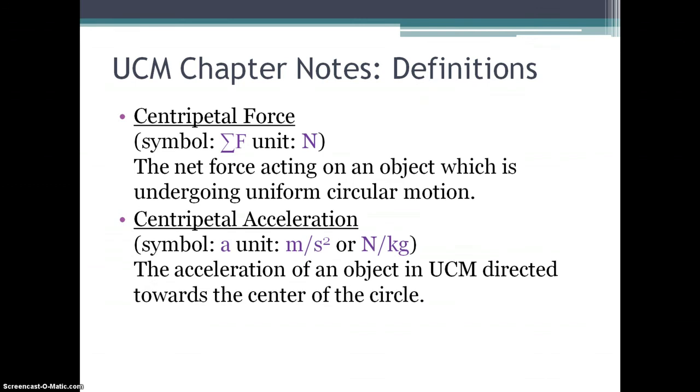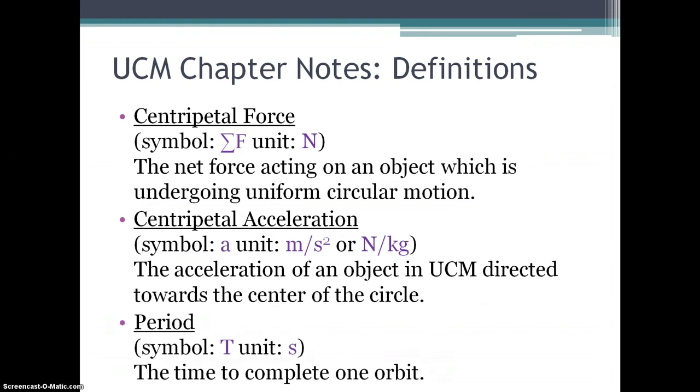We are also going to talk a lot about acceleration, and we'll talk specifically about centripetal acceleration. This would be like any other acceleration that we've talked about. The thing you need to understand that's different in UCM is that if something is undergoing circular motion, the acceleration always points towards the center of the circle. That's also true for the net force. So the centripetal force and the centripetal acceleration will always point towards the center of a circle.